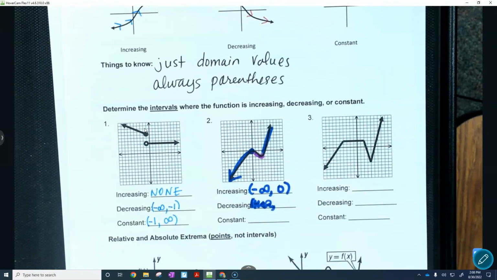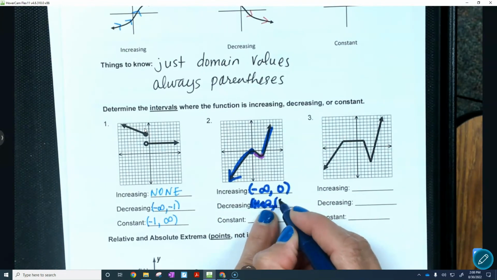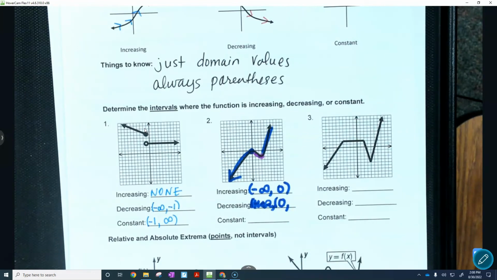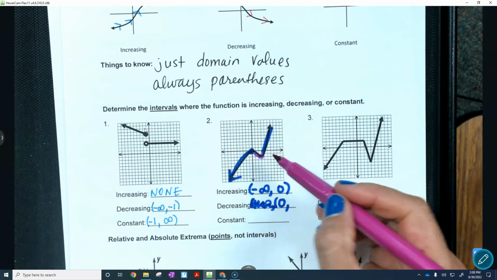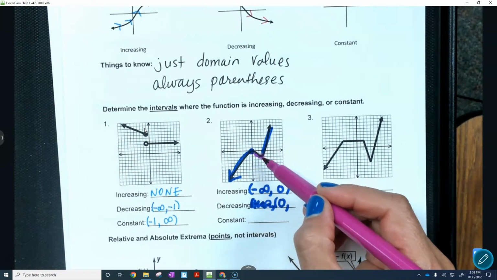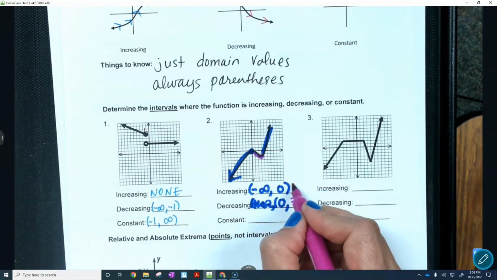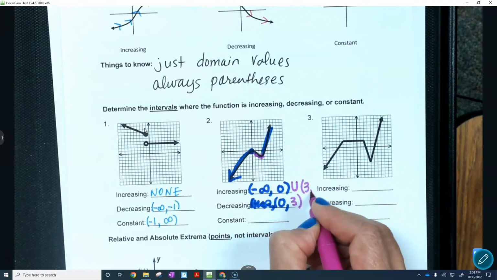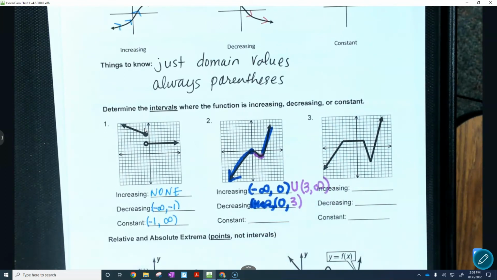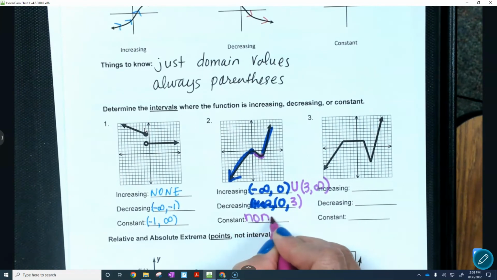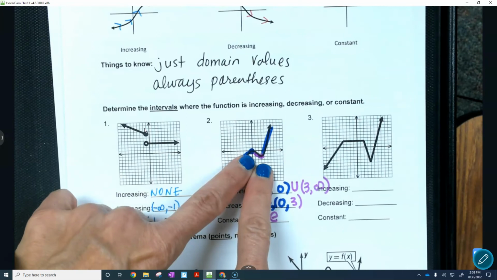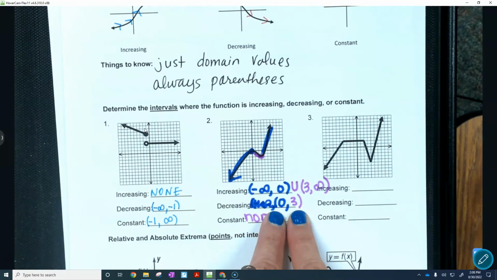Once it reaches the origin, it hooks down. So I'm going to recopy this last piece as the beginning piece for the decrease. And then as soon as it hits that other critical point at +3, it turns around and goes back up. So write your union symbol. And now it's from +3 to infinity. Again, you did not have any constant piece on number 2. Say again. What's decreasing? Just this part I highlighted in pink from 0 to 3.